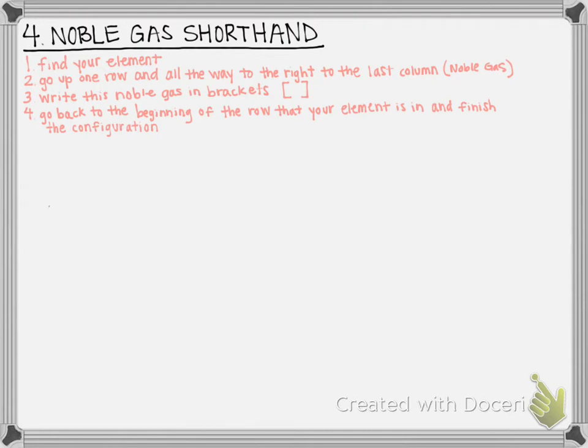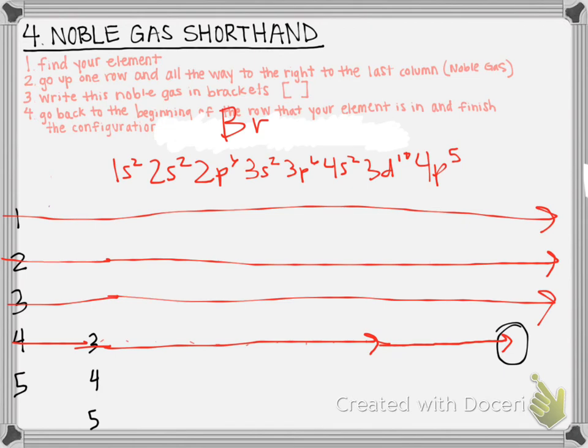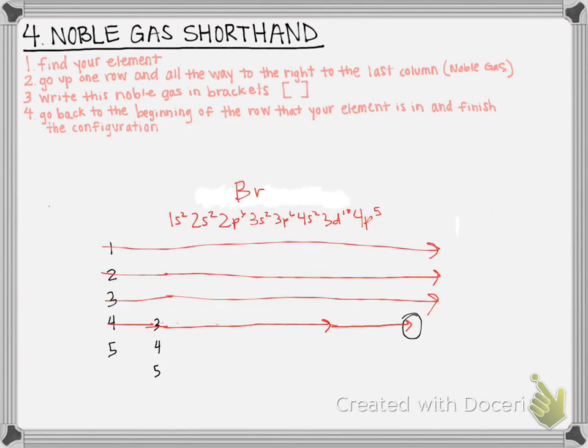You write that noble gas in brackets, and then you go back down to the beginning of the row that your element is in and finish the configuration. So I'm going to show you what this would look like using the example that we just did.